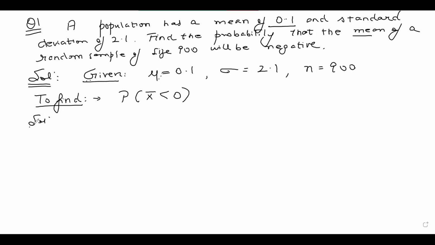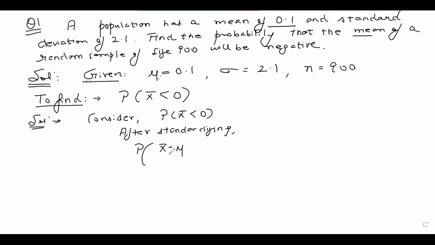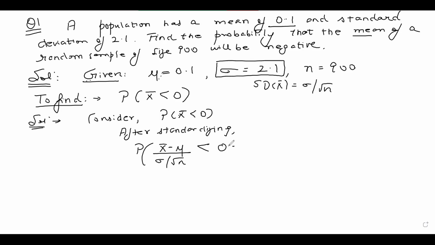Now, if I quickly standardize this, so consider probability of x bar less than 0. After standardizing, we all know the standardizing procedure. You subtract from x bar its mean and you divide by the standard deviation of x bar, which is sigma by root n. Remember, sigma is the standard deviation of the population. Standard deviation of x bar is sigma by root n. So this should be less than 0 minus mu over sigma by root n.